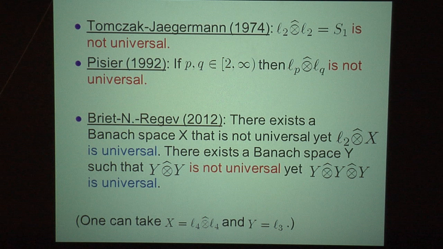These are, again, two substantial theorems. The Schatten trace class is not universal. That's a real theorem of Tomczak-Jaegerman in 1974. It reduces to a very nice inequality on matrices. And Pisier extended this in '92 to say that if p and q are bigger than 2, then L_p tensor L_q is also not universal.